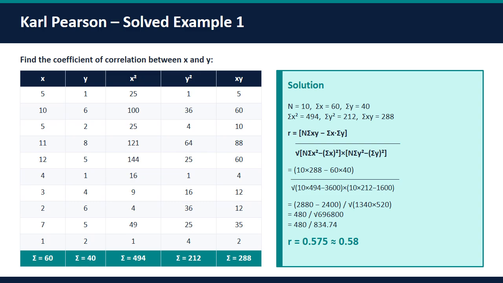And summation of xy is 288. Now we have all the values, and if we apply the values in the given formula, we will get the r value as 0.575, which is approximately equal to 0.58. From this we can interpret that the given sum is moderately positive correlation, because it is above 0 but less than +1. So the given sum is moderately positive correlation. This method is an example of the direct method.